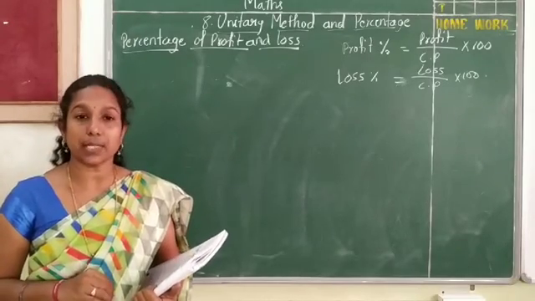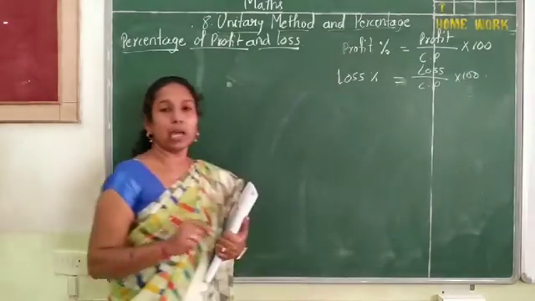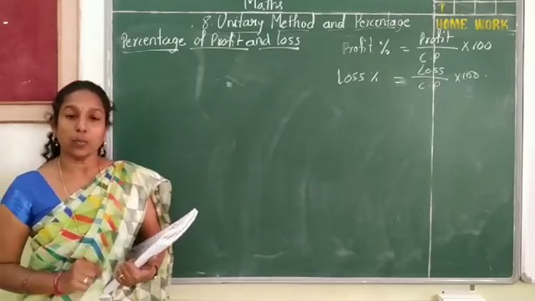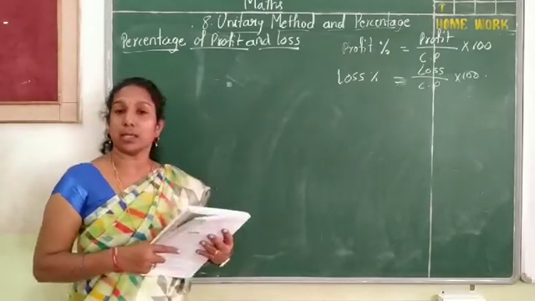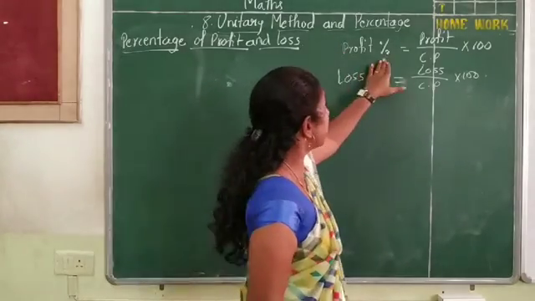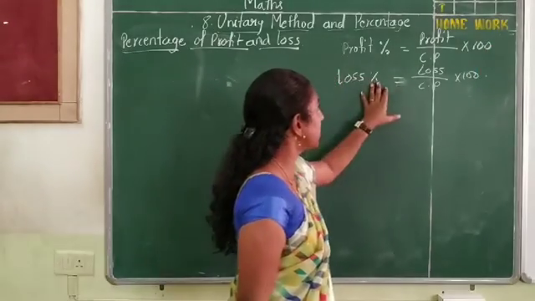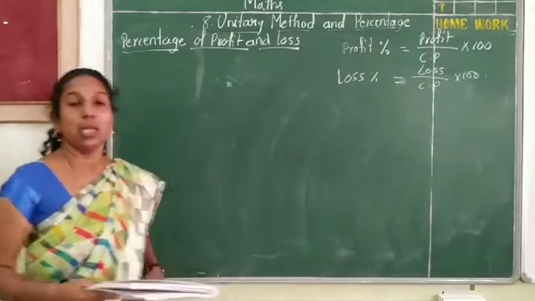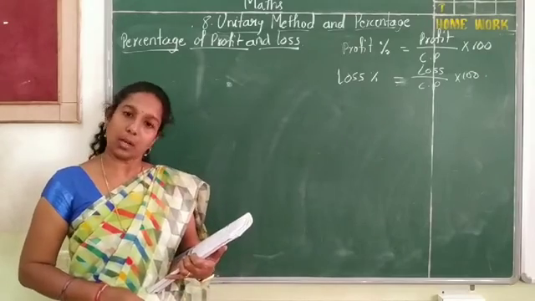Why do we use the percentage? Percent means for 100. So we will convert both numbers to 100 and then we can compare. So we have to find the profit percentage and the loss percentage. The formula for profit percentage is profit divided by cost price into 100, and for loss percentage it is loss divided by cost price into 100. These are the two formulas we use to find the percentage of profit or loss.